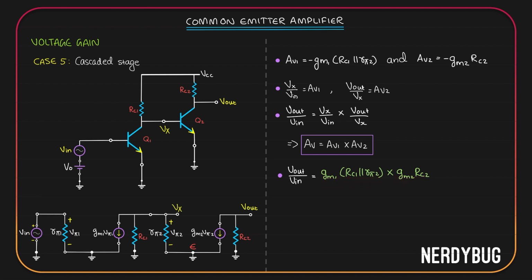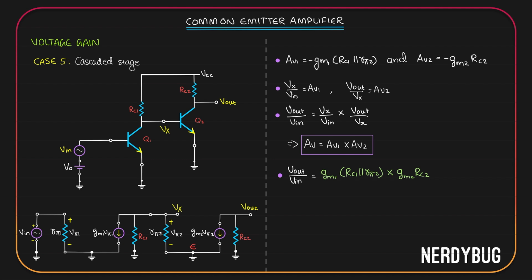Now assume that we are including the early effect. How will the gain change? If we include the early effect, for both transistors, we'll have to add R naught between their collector and emitter. So for the first stage, we'll have a resistor over here. Let's call it R naught 1. So when we calculate the equivalent resistance between the collector and emitter, we'll have RC1 parallel to R pi 2 parallel to R naught 1.